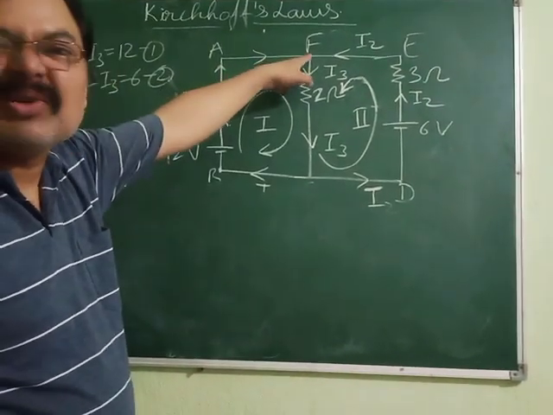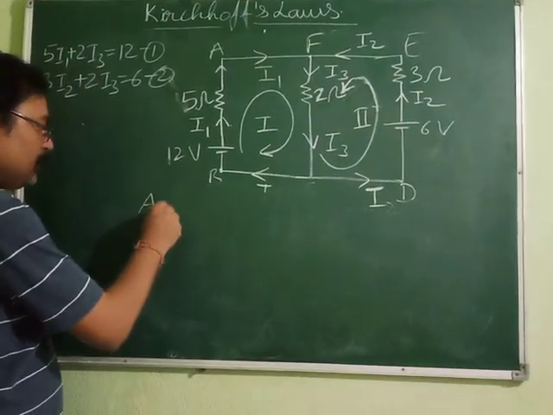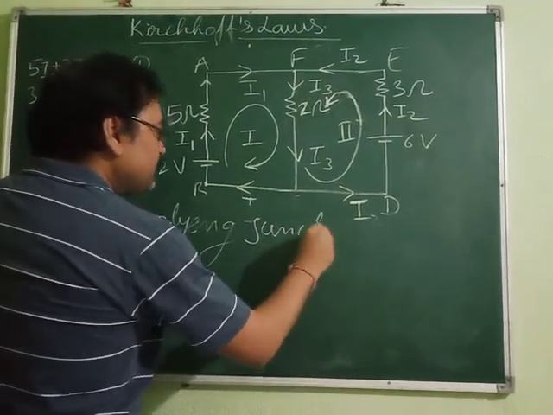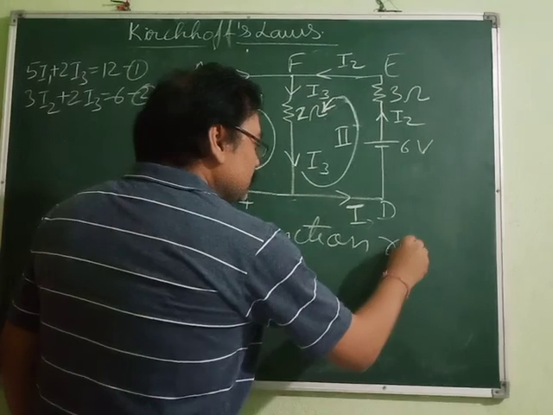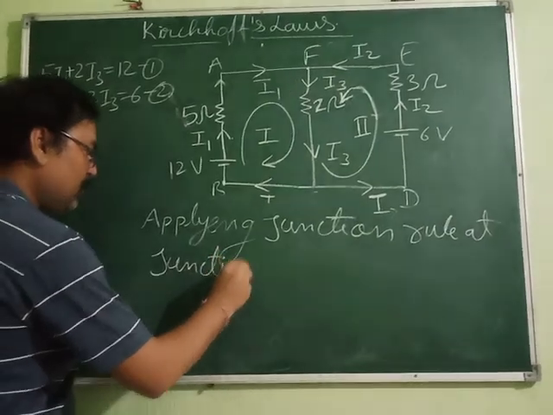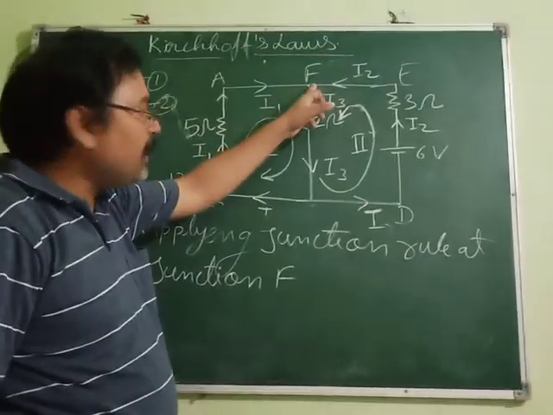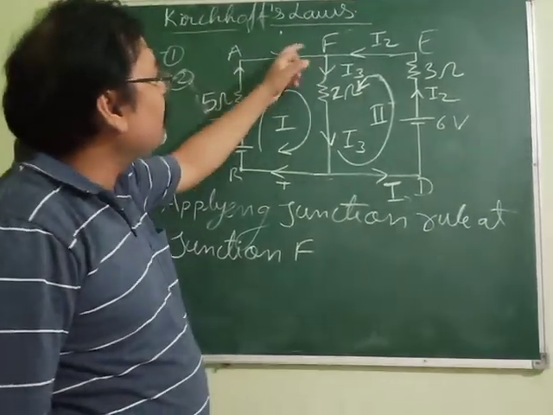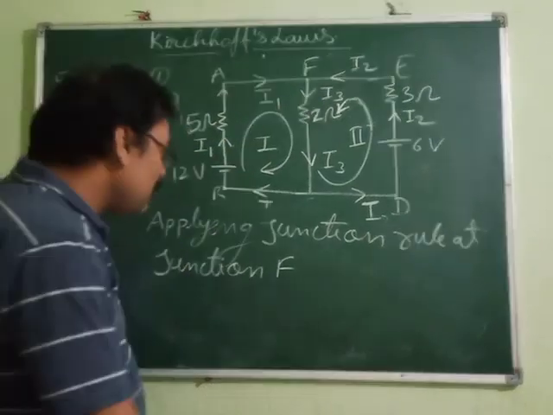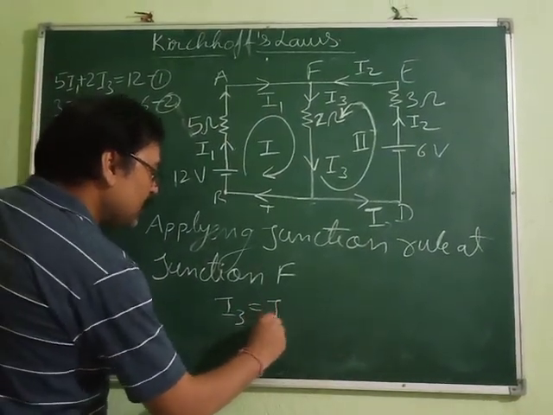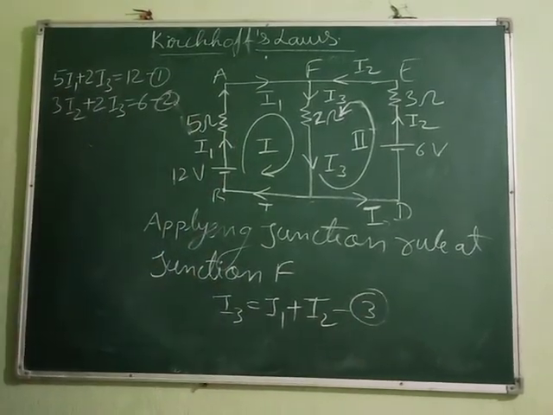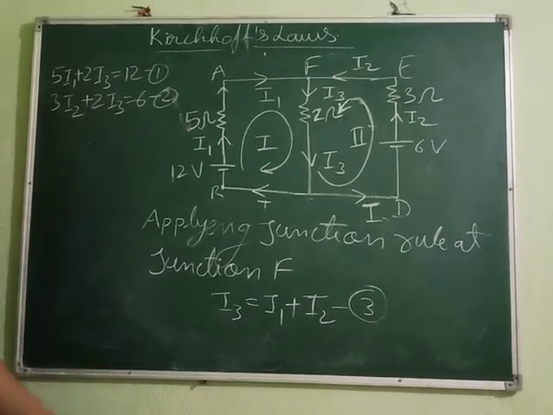We will apply the junction rule. Applying the junction rule at junction F. At the junction, total current approaching is how much? I1 plus I2. And total current leaving the junction is how much? I3. So what will we get? I3 is equal to I1 plus I2. This is our equation 3. So we got 3 equations and 3 unknowns. We can solve them out.